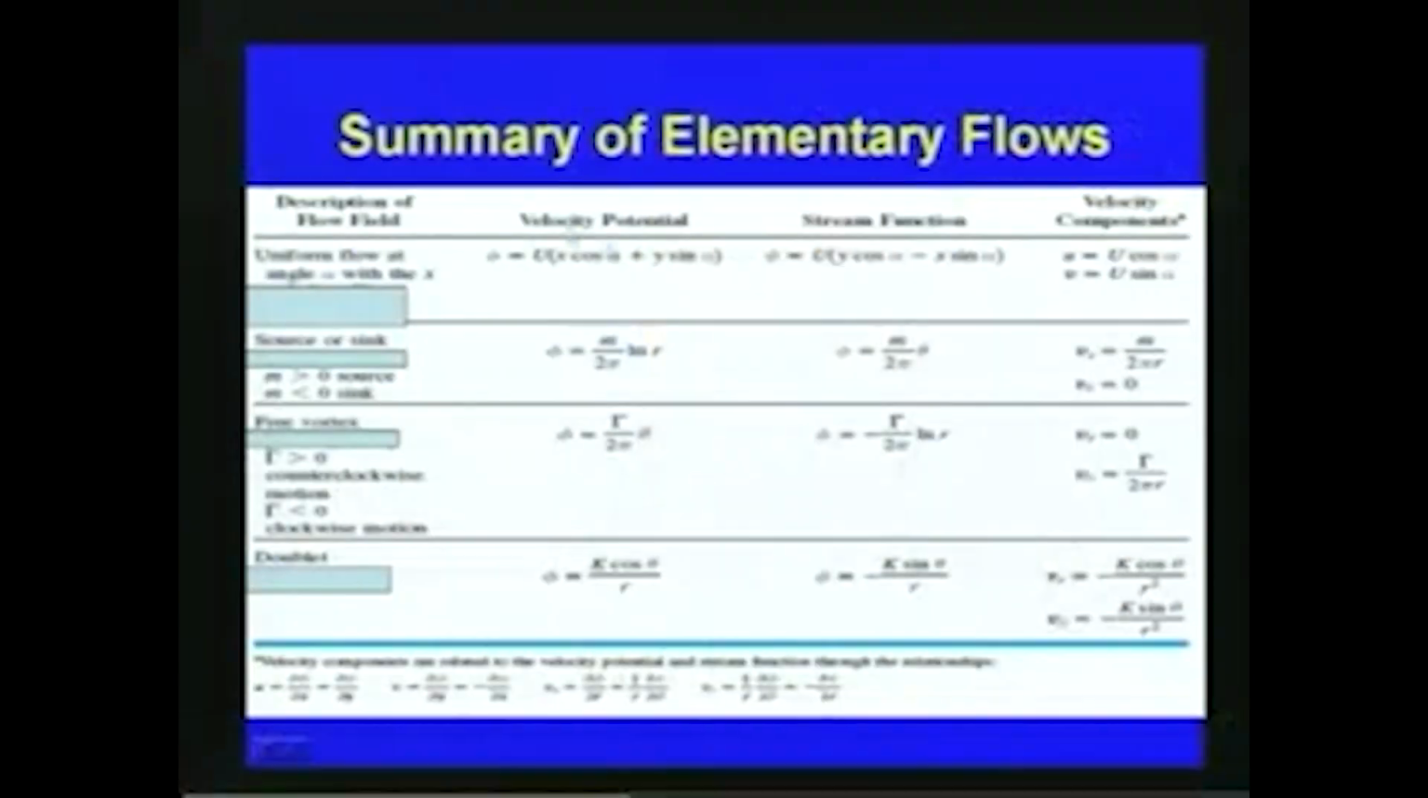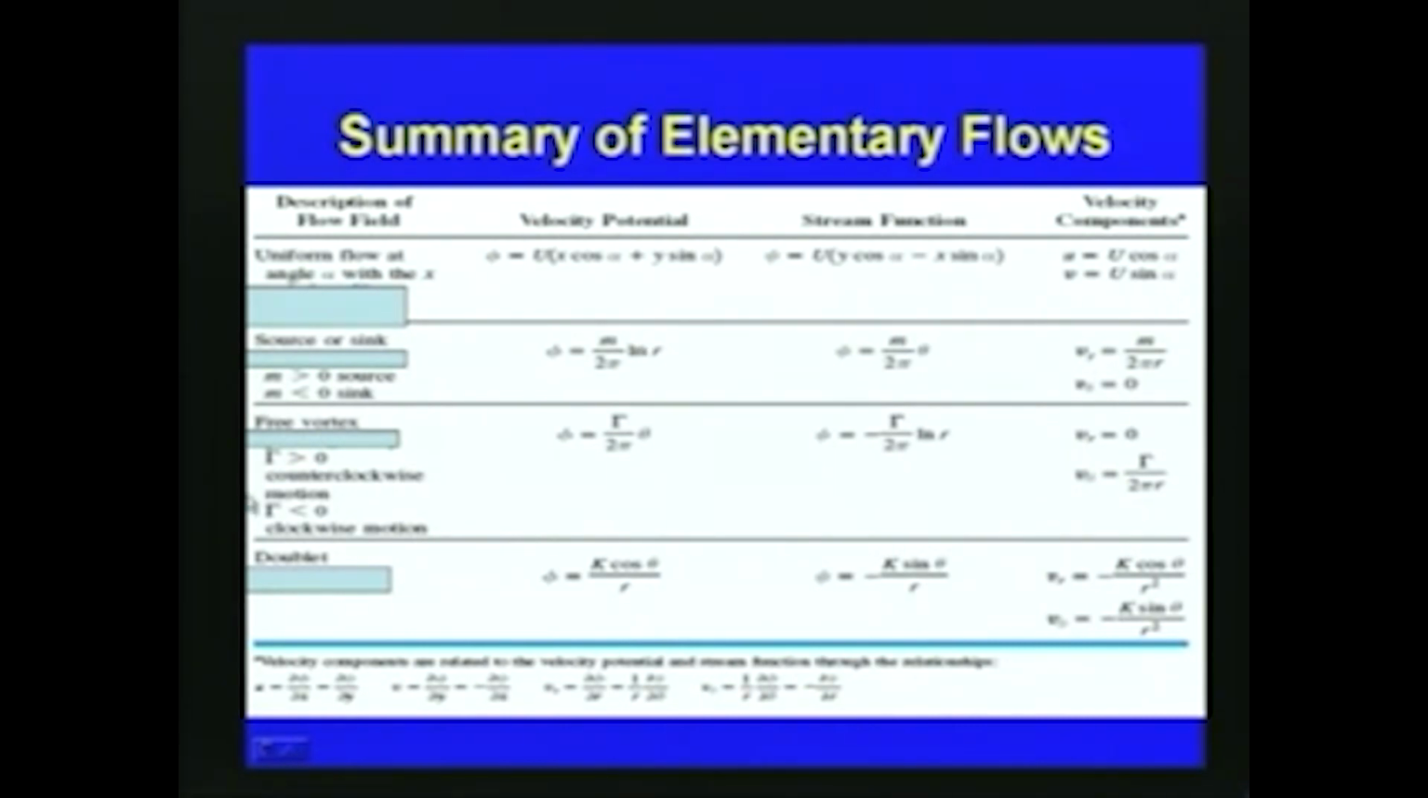Now, with respect to these definitions, we will summarize the elementary flows. In this slide we can see that so far we have discussed the uniform flow, source and sink, free vortex, and then the doublet. As per the definitions we have seen so far, for uniform flow we define the velocity potential phi equal to u into x cos alpha plus y sin alpha in Cartesian coordinates, and psi equal to u into y cos alpha minus x sin alpha. The velocity components are u in the x direction as u cos alpha and v in the y direction as u sin alpha.